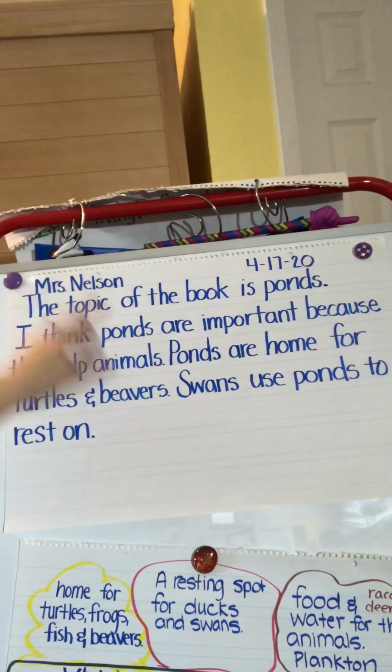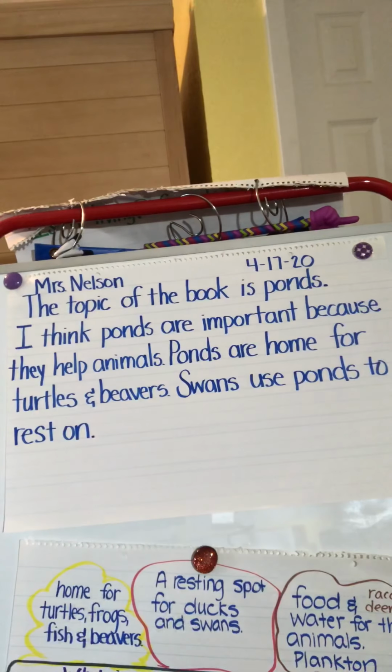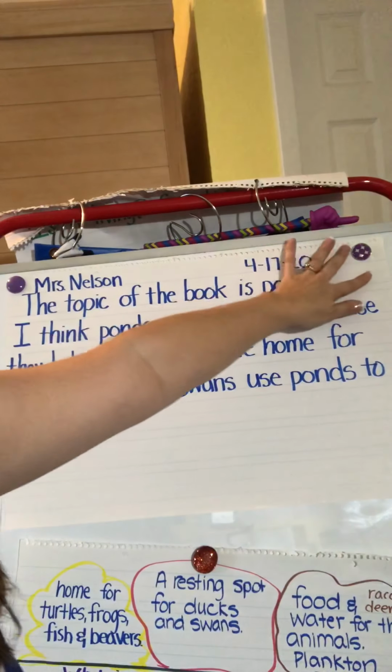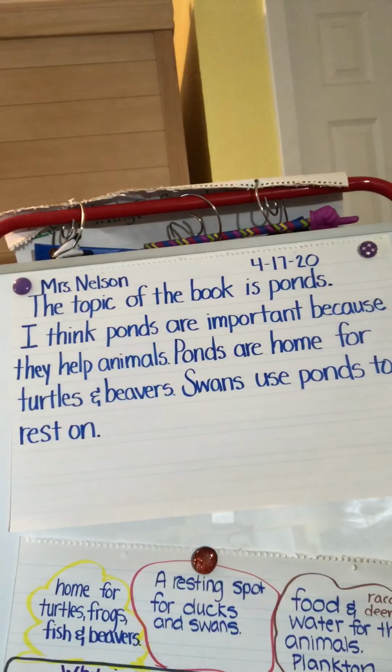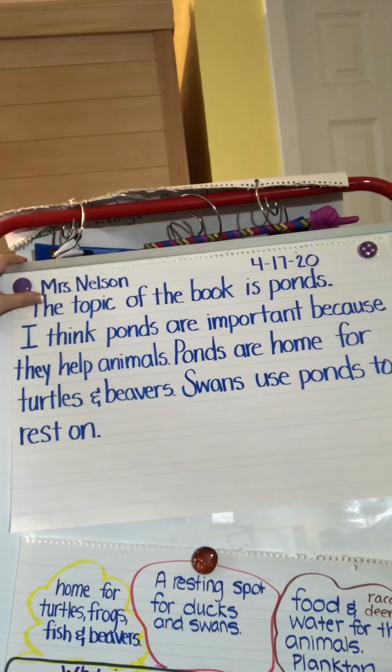Okay, so there's my example number 2. Swans use ponds to rest on, right? Just like we've been talking about animals, they do certain things to make sure that they stay alive, right? And if we didn't have ponds, swans may not have a very safe place to go to take that rest that they need before they continue on their journey.